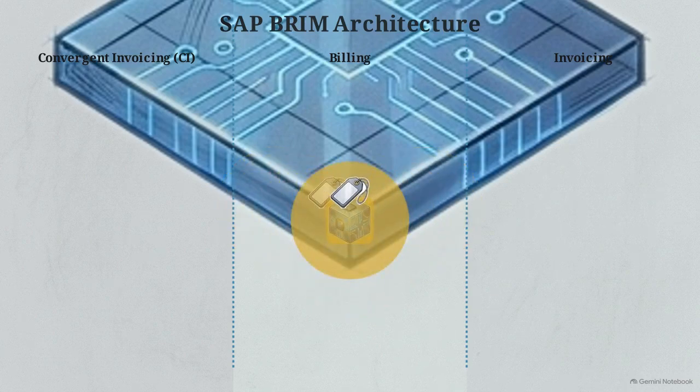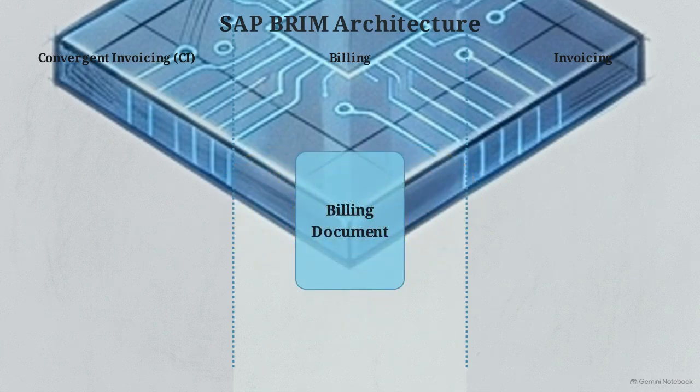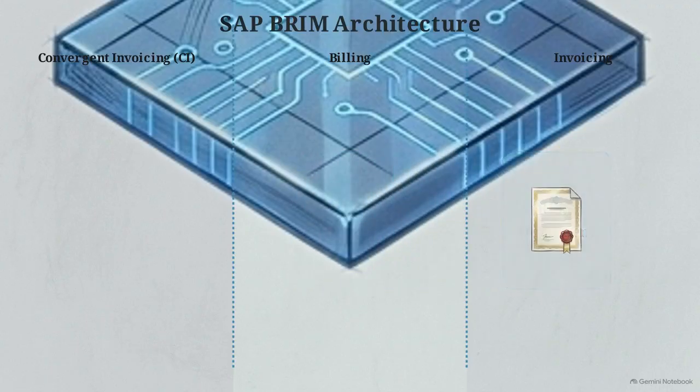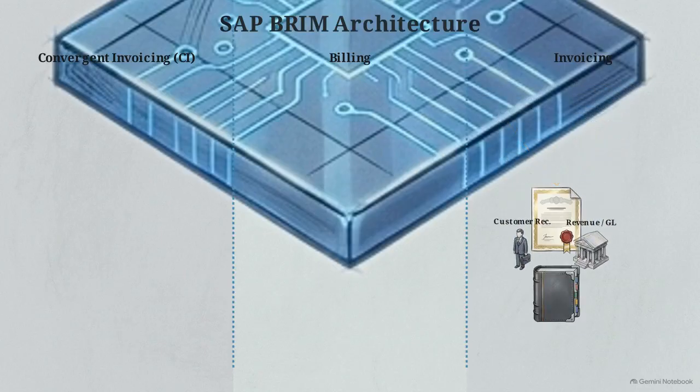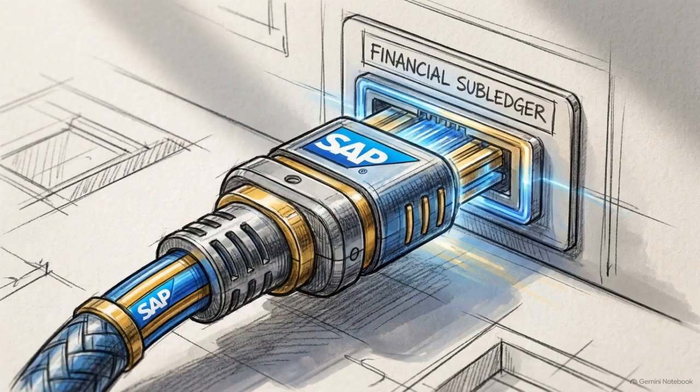The overarching journey looks like this. A data packet enters CI and absorbs accounting attributes defined by the bit type. It gets grouped during the billing phase and is finally posted to the FICA subledger during invoicing. The bit type is the primary attribute carrier, connecting operational metrics to hard financial data.